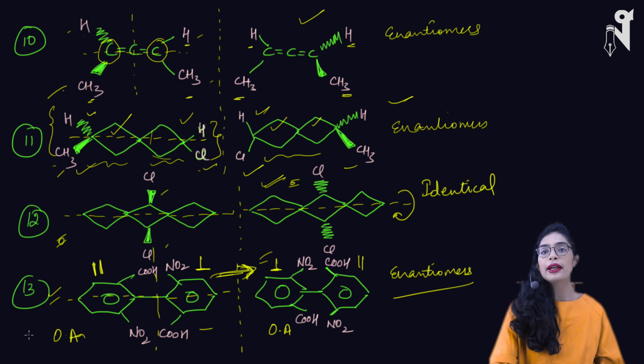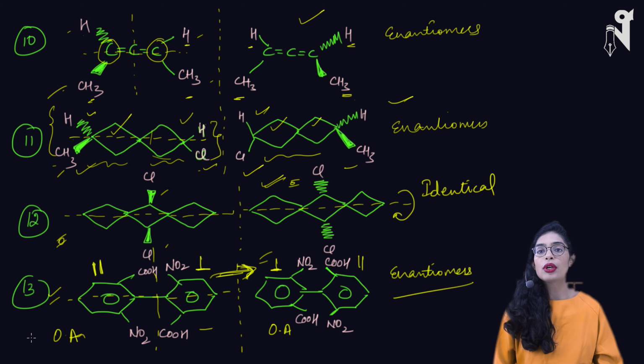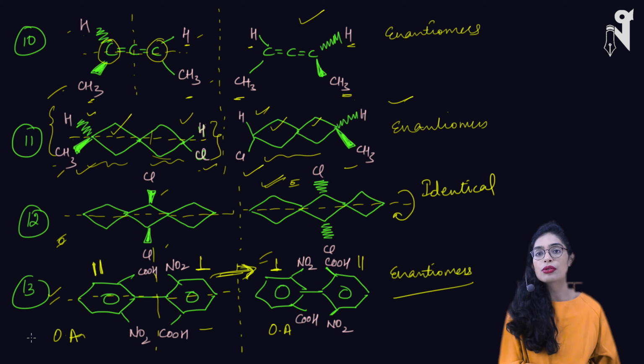Okay, because you may get confused sometimes when there is a difference in identical and diastereomers. So identical means after rotation you must get the same molecule, but when you are talking about diastereomers, you won't, after rotation of 180 degree, you won't get the same molecule. So that's exactly what you have to look for.